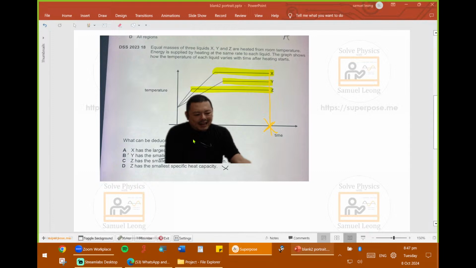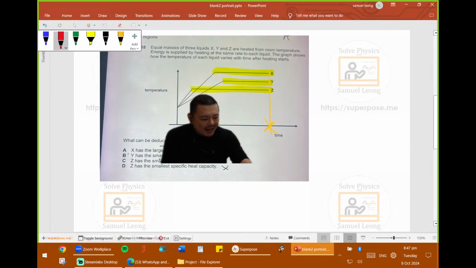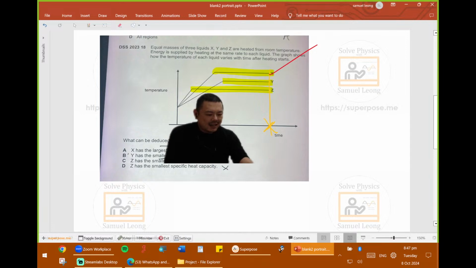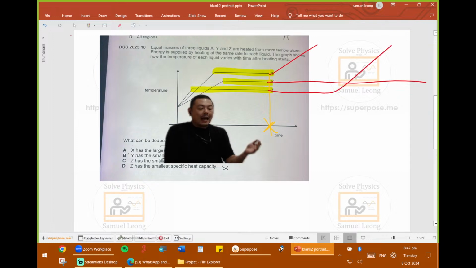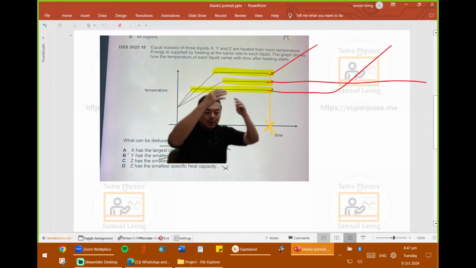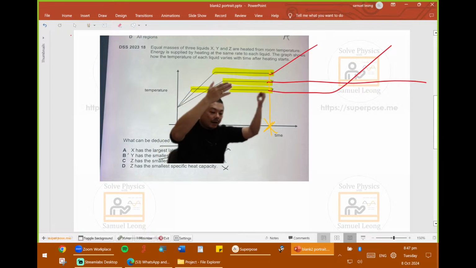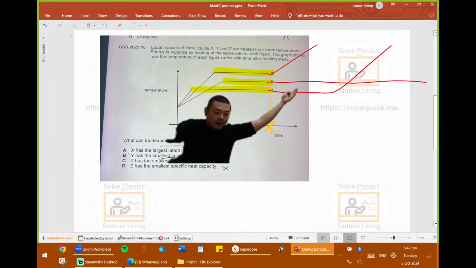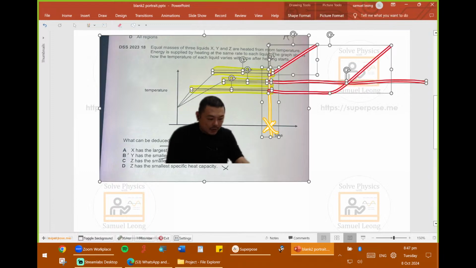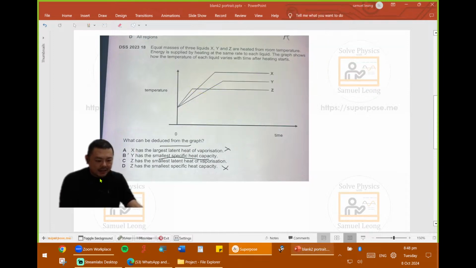There's no way. What if X becomes a gas after this? Or maybe Y continues to boil for super long, or maybe Z continues to boil and goes like that. Knowing that it started boiling first doesn't mean that it's going to be boiling the longest. We actually have no idea. So there's no way to tell, so we can't conclude anything about the latent heat of vaporization.